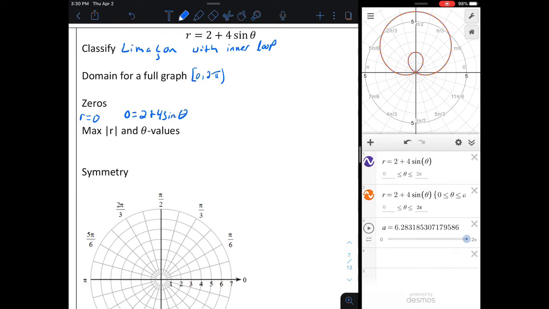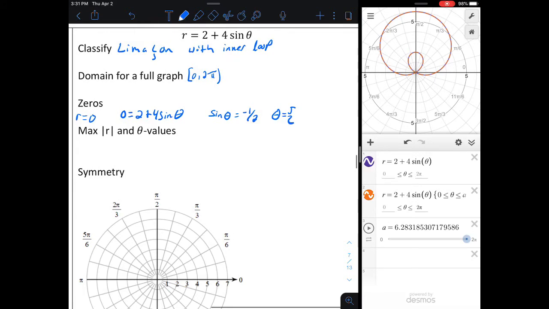Well, r is going to equal 0 when sine of theta is equal to negative 1/2. Then I use some unit circle intuition to figure out where sine equals negative 1/2 on my unit circle. Inside of that domain from 0 to 2 pi, it equals that at 7 pi over 6 and 11 pi over 6.